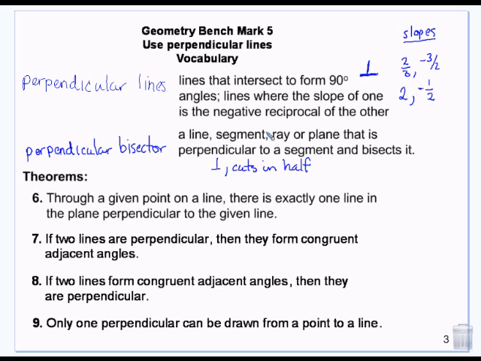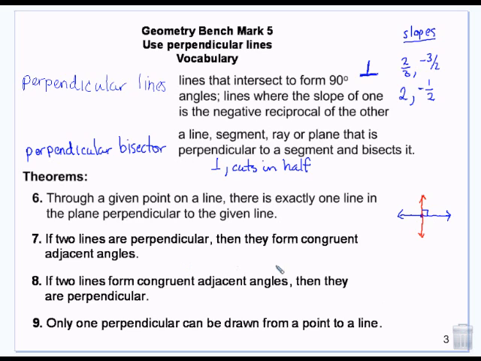Okay, then we have some theorems. Through a given point on a line, there's exactly one line in the plane perpendicular to the given line. So that tells me if I have some line and I have a point on it, there is only one line that exists that would be perpendicular through that point, right? I can't draw some line over here, it won't be perpendicular. There's only going to be one line that would be perpendicular. Okay.